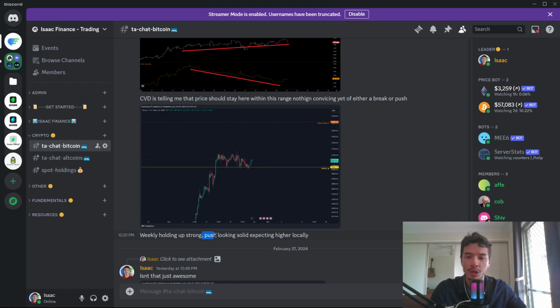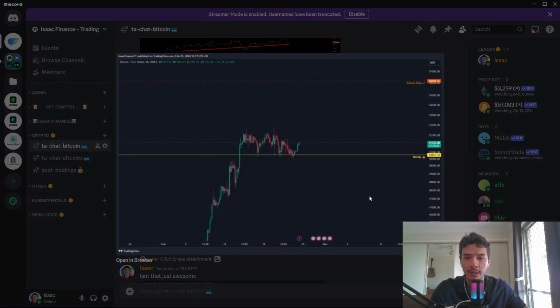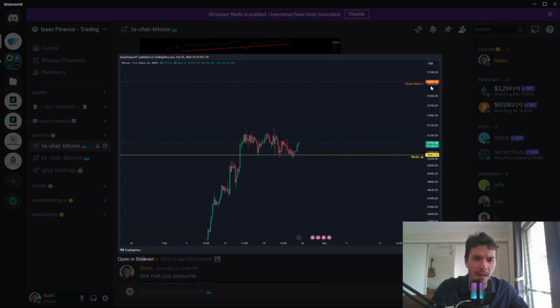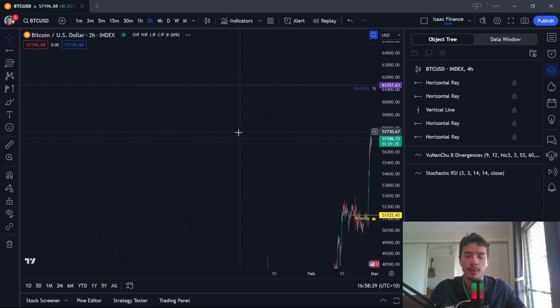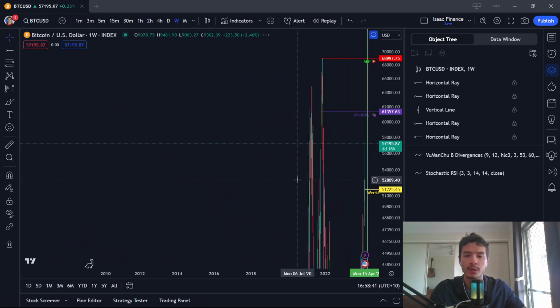Weekly holding up strong, push looking solid, expecting higher locally. And I had that level marked out at around 66,692. This is a different chart. This is the index chart, so the levels are slightly different, but it's give or take that region. I can zoom in on that for the index chart.